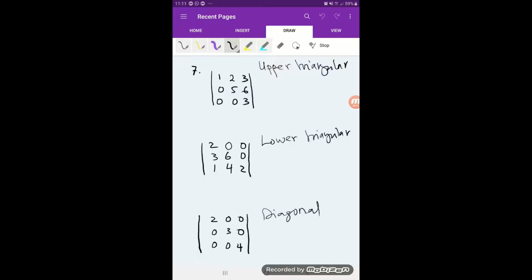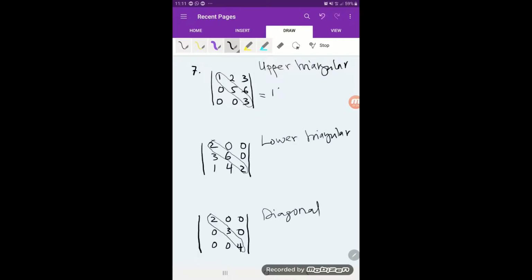The determinant of a lower triangular matrix, upper triangular matrix, and diagonal matrix is the product of the elements on the leading diagonal. So what is the leading diagonal here? For the upper triangular, the leading diagonal is here. This is the leading diagonal for the lower triangular. This is the leading diagonal for the diagonal matrix. So to find the determinant, multiply all the elements on the leading diagonal.